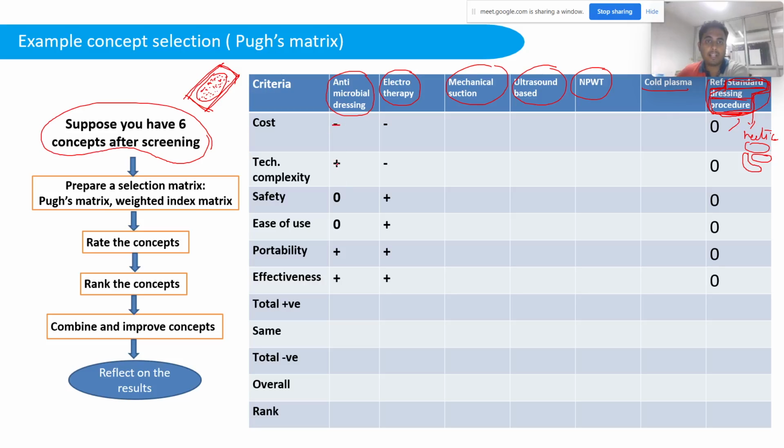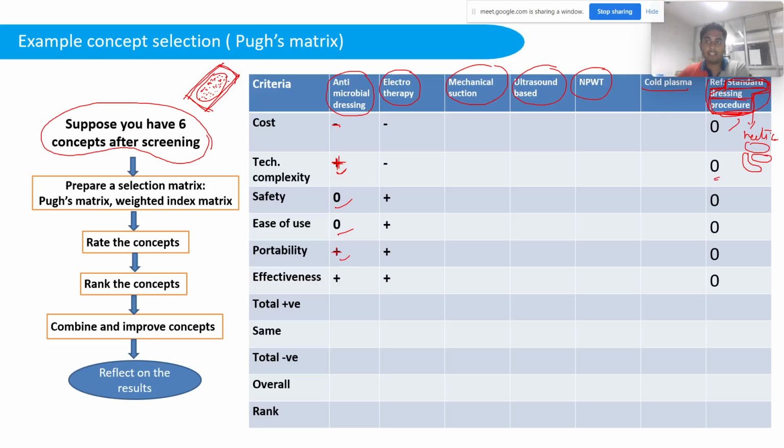Similarly, technical complexity means complexity of use. Safety-wise, this is the same. Ease of use-wise, this is the same. Portability, you say this is a bit more portable, which is good. Sorry, technical complexity means it is less complex. So we give a plus here, because we accept the technical complexity of this dressing in comparison to the standard procedure. That means this is less technically complex, which is why we accept it as a plus.